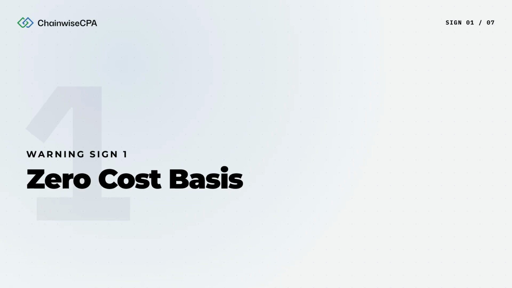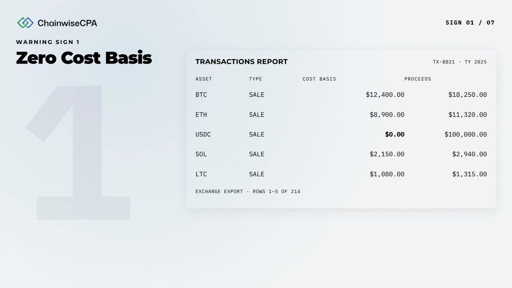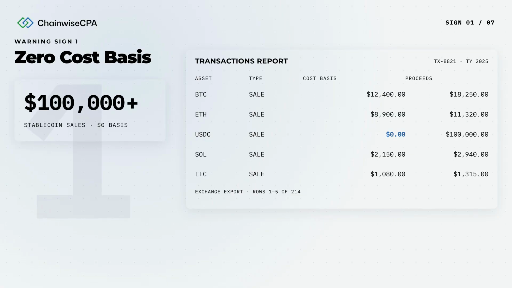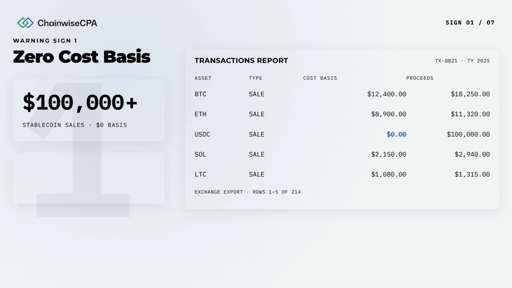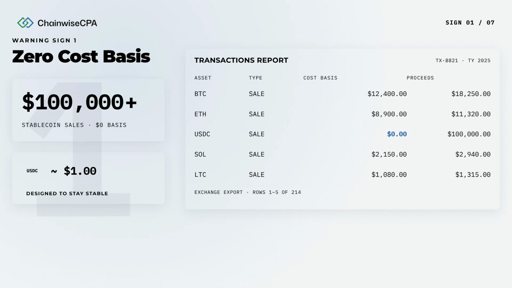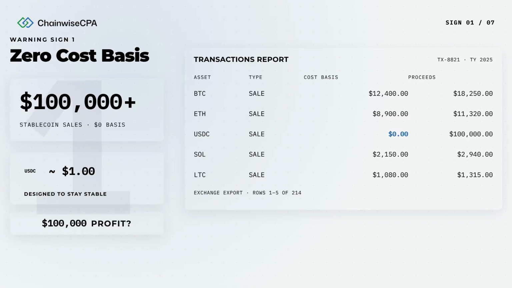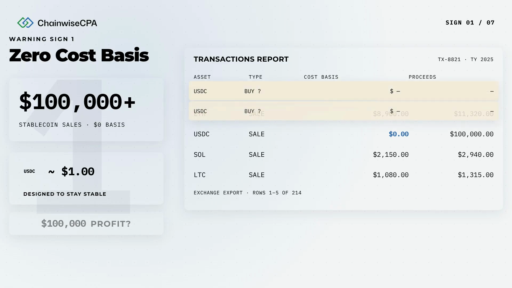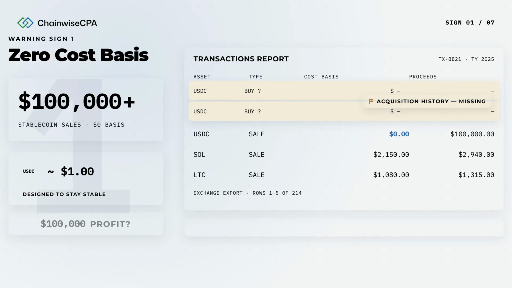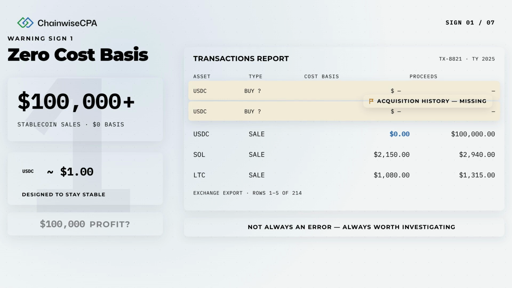always the case. One of the first things I look for is assets being sold with zero cost basis. I once reviewed a report showing more than $100,000 of stablecoin sales with zero basis. That immediately caught my attention because stablecoins like USDC are designed to maintain a fairly stable value. The client hadn't made a $100,000 profit. The acquisition history was missing. Zero basis doesn't always mean there's an error, but it's definitely something to investigate.